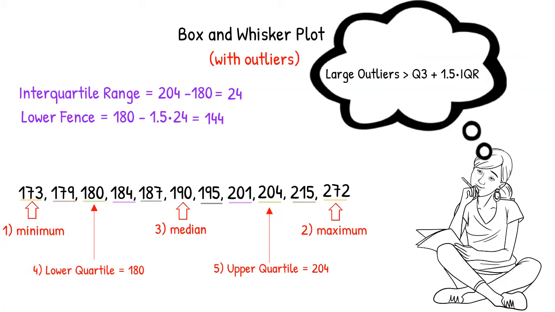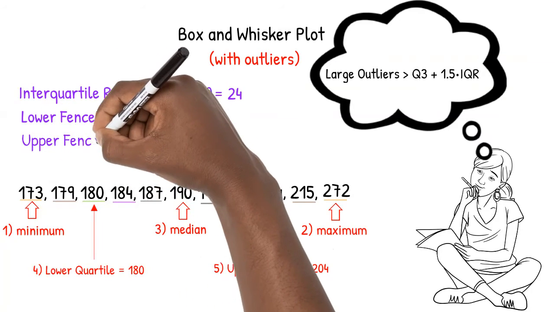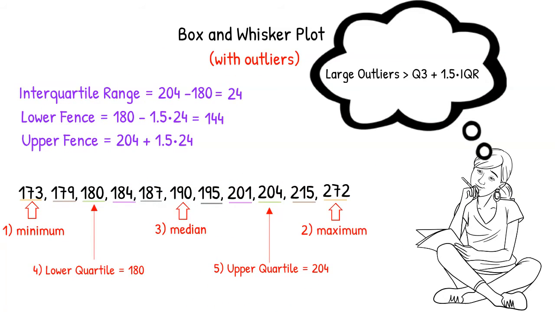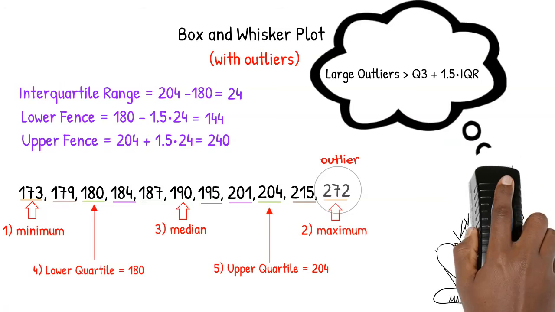Large outliers are greater than the upper quartile plus 1.5 times the interquartile range. This will create an upper fence needed for our display. The upper fence is equal to 204 plus 1.5 times 24. The upper fence is equal to 240. Because 272 is above our upper fence, it is an outlier and should be displayed in our box and whisker separately.